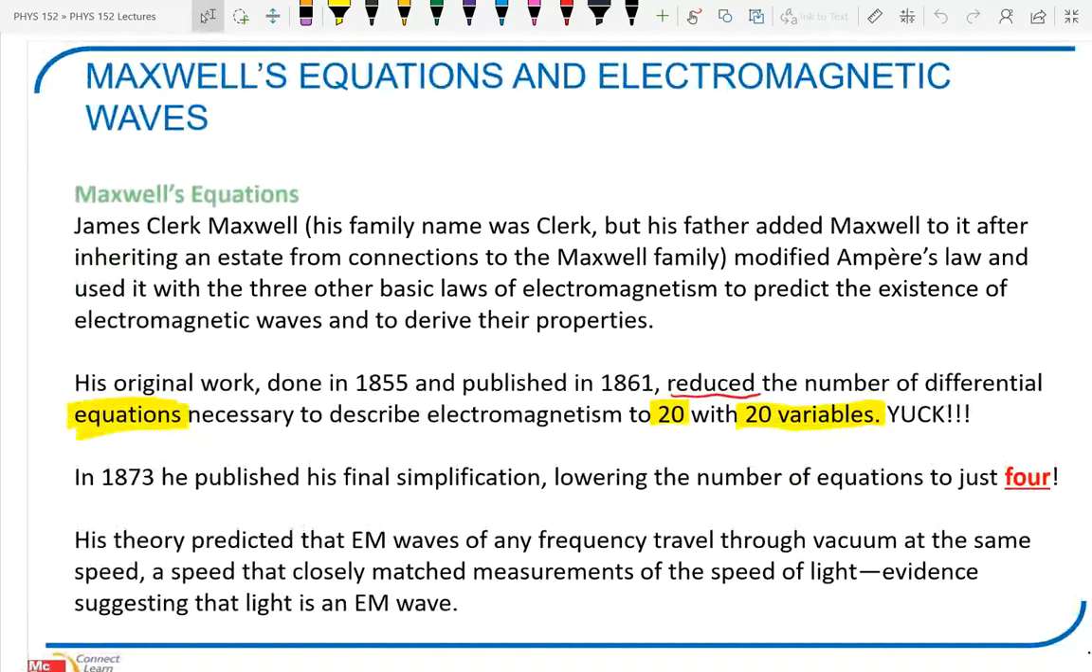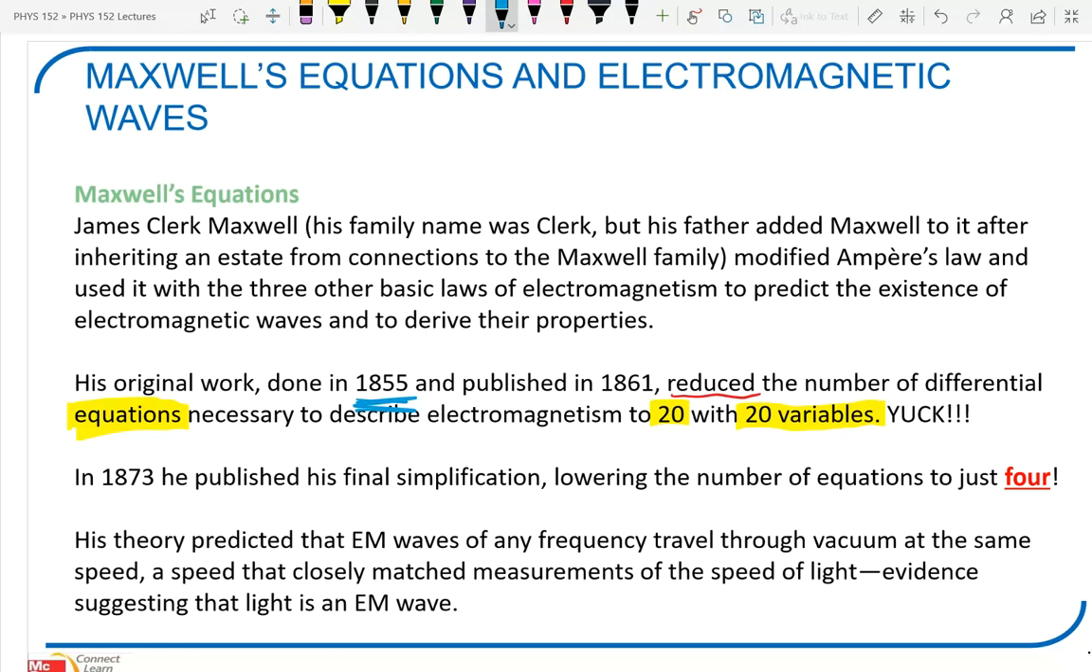For whatever reason, it's really important to me that James Clerk Maxwell's father was born with the last name of Clerk. That the name Maxwell was an added name because his father inherited an estate from the Maxwell family. Why is that important to me? I don't know.